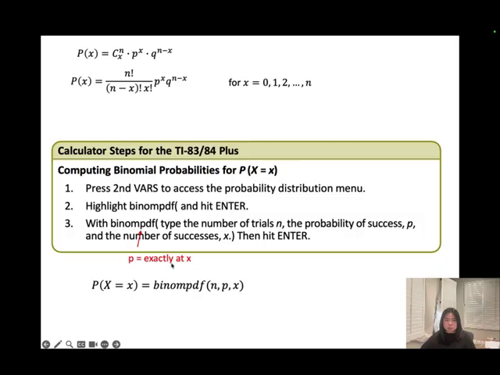This P talks about exactly x. So in our example, x will be equal to 3. And talking about the number of trials, we have 10 people, so n equals 10. The p, probability of success: we have a 20% chance to win the free burger, so p will be 0.20. And then x will be equal to 3.